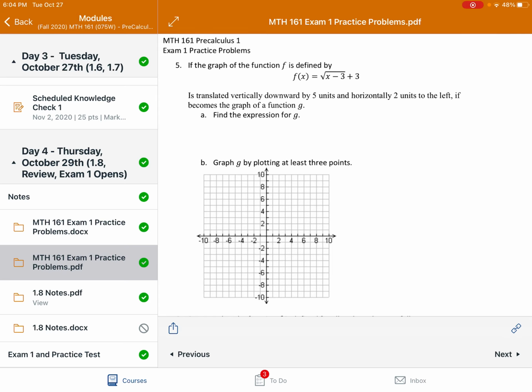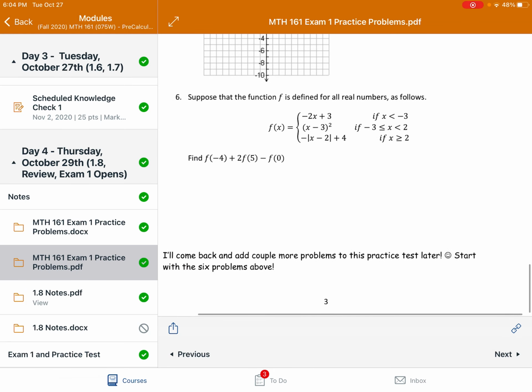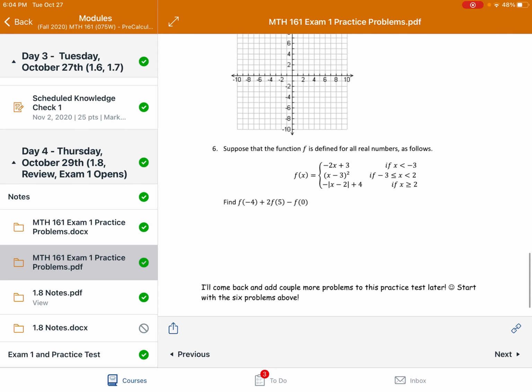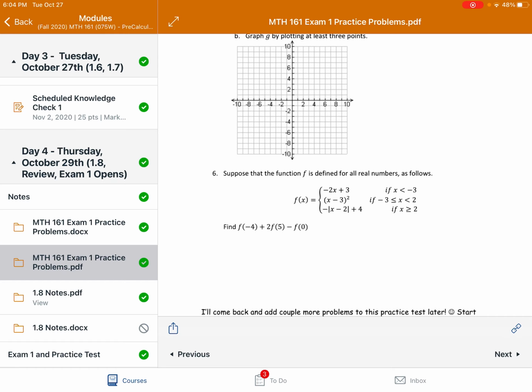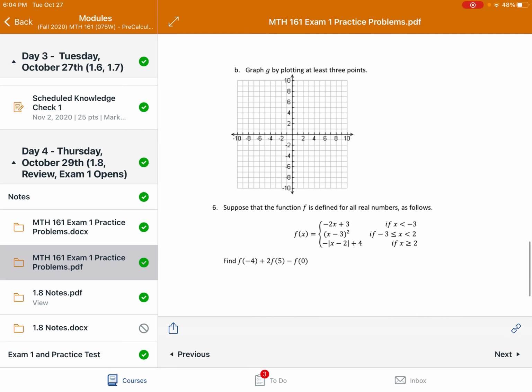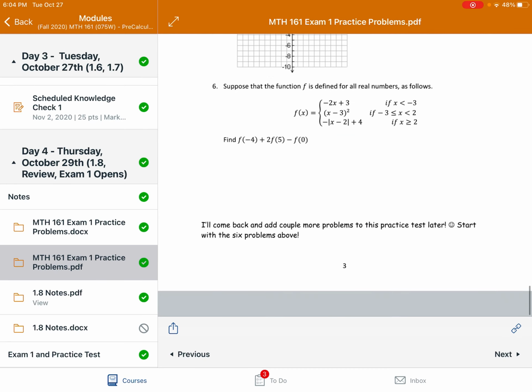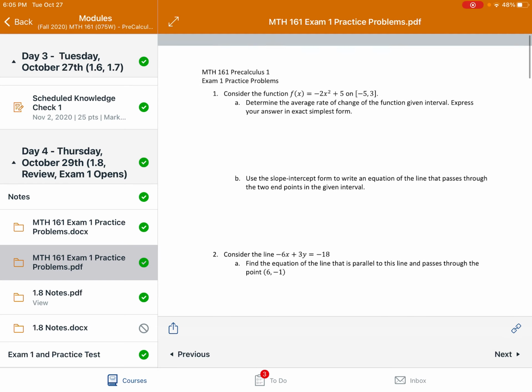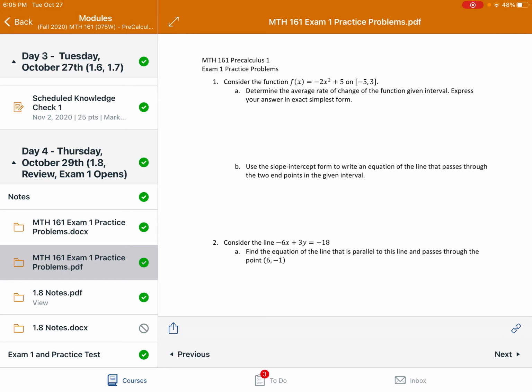If you have more time after finishing 1.7 and 1.8 this Thursday, we will definitely go over any questions that you have on this practice test, or we'll just pick problems on this practice test. And I did say I'll come back and add a couple more problems to this practice test later. Start with the 6 problems above. Exam 1 is usually like 12 to 14 problems. I'm giving you about half of them right now. I wanted to give you something by 3 o'clock today. So this is posted on Canvas for you if you want to start working on or studying for the exam.